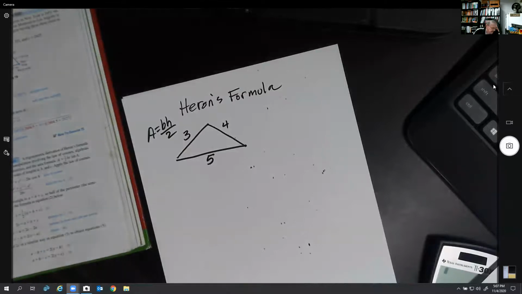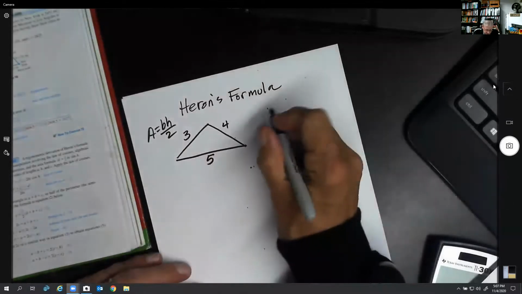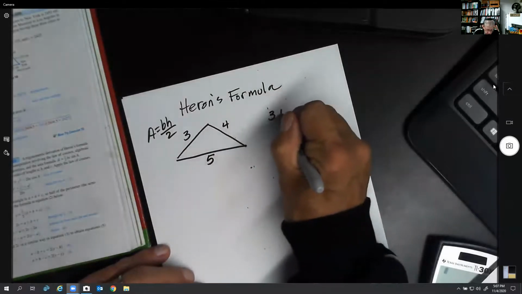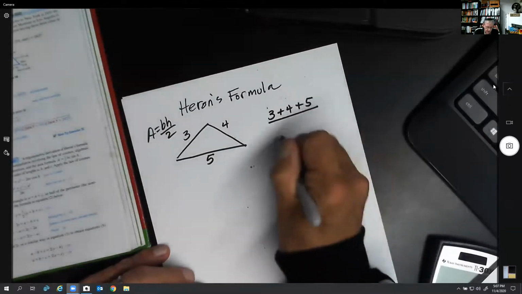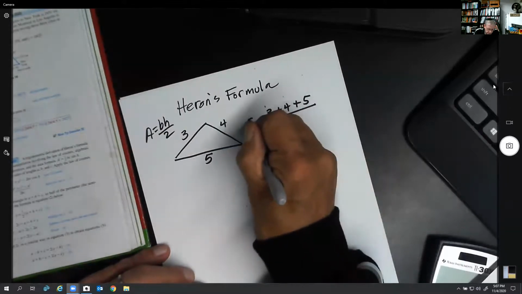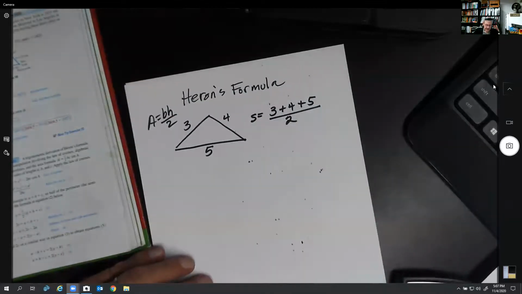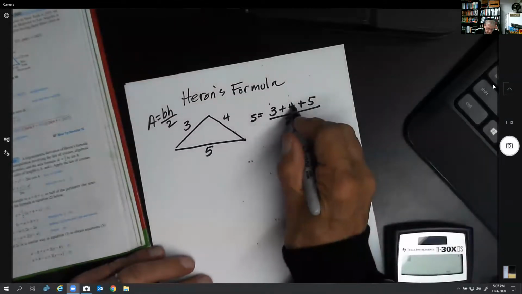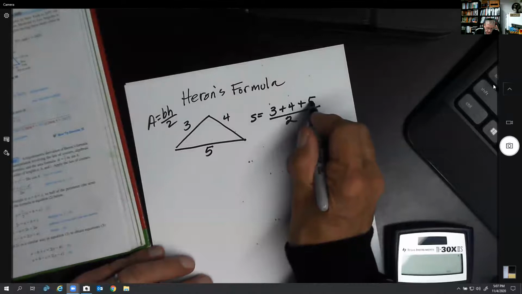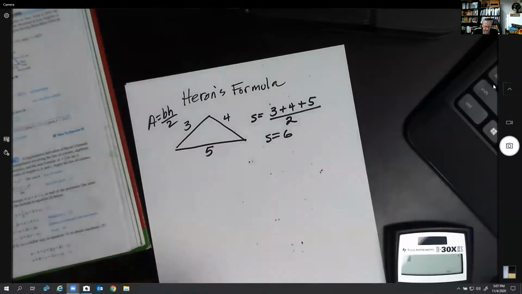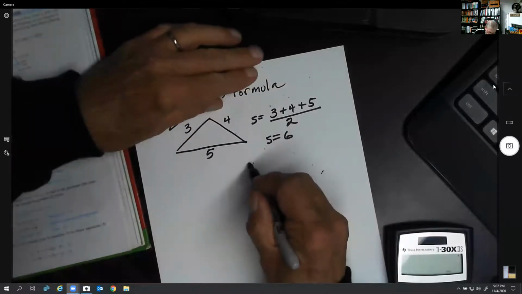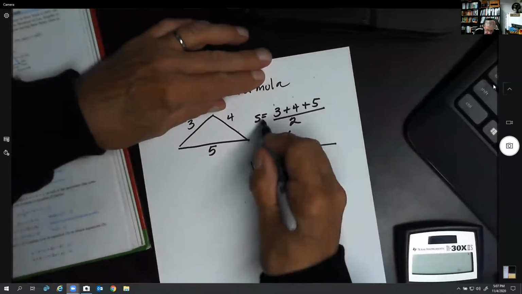So what he said is the first thing we're going to do is take the sides and add them together. And then we're going to divide that by 2. And this is what he called S. So 3 plus 4 is 7. 7 plus 5 is 12. 12 divided by 2 is 6. So S is 6.